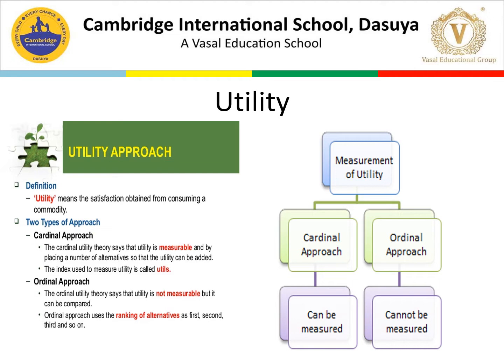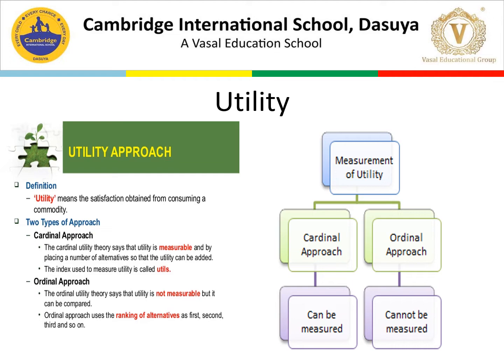Now, let's move back to the things which we have already discussed. What does the cardinal approach say? Cardinal utility theory says that utility is measurable, and by placing a number on alternatives, the utility can be added. We can take many goods. The next thing is that it is measured in units called utils.